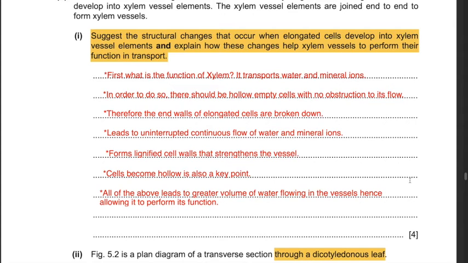Another structural change is that it forms lignified cell walls, because only xylem vessel elements have lignin in their cell walls. And what do lignified cell walls do? It strengthens the vessel. So that is another structural change. Another structural change is the cells become hollow. And how do you explain this change? Well, if the cells become hollow, then it would lead to greater volume of water flowing in the vessels because no obstruction is present to its flow. Therefore, the points given over here would land you 4 marks straight away.